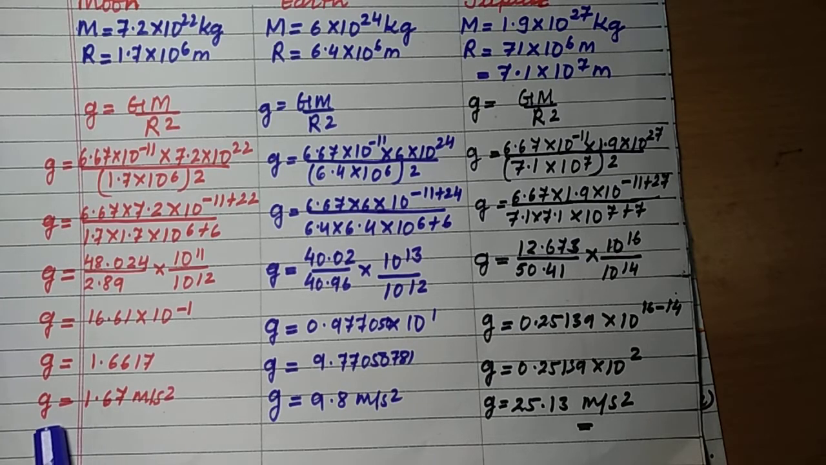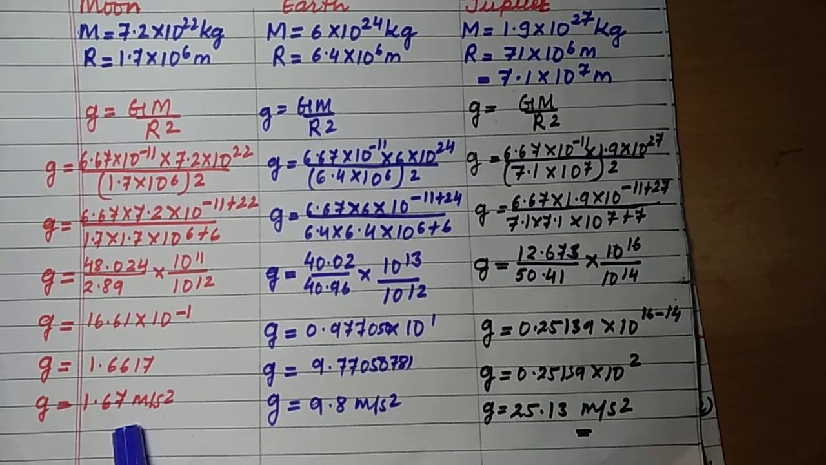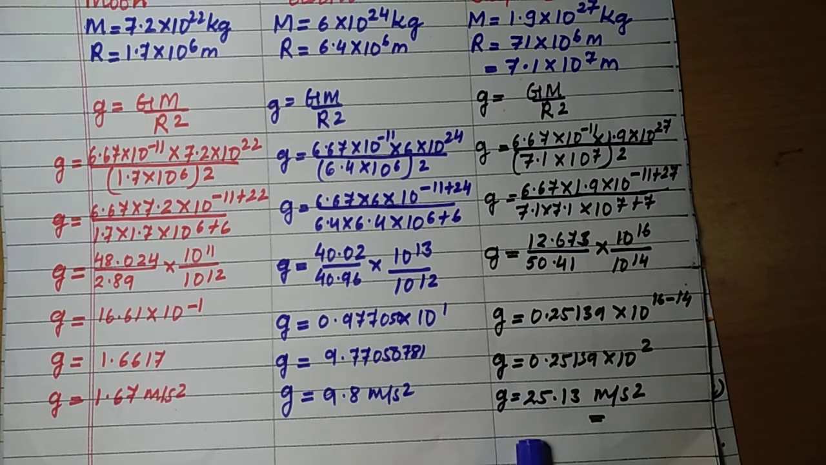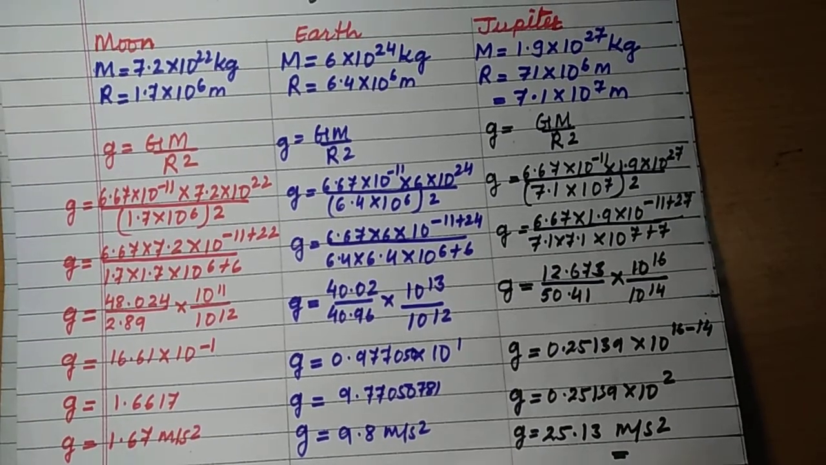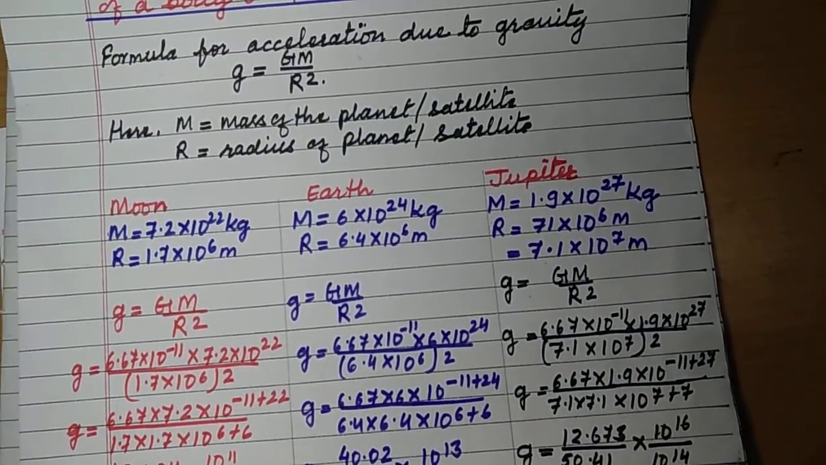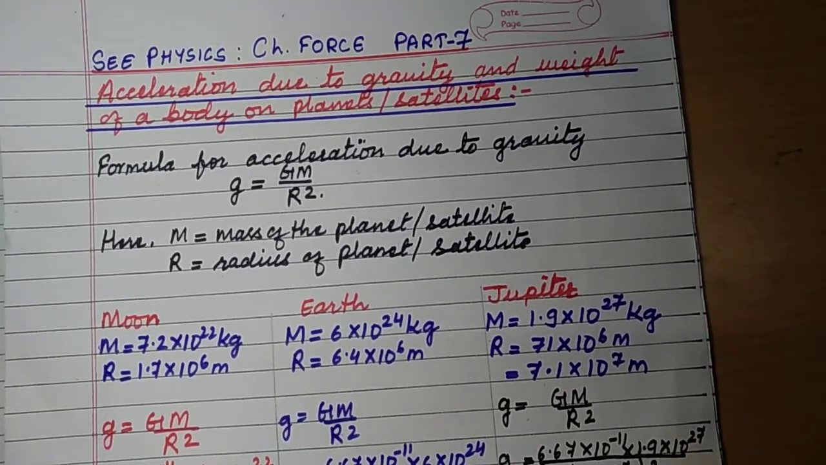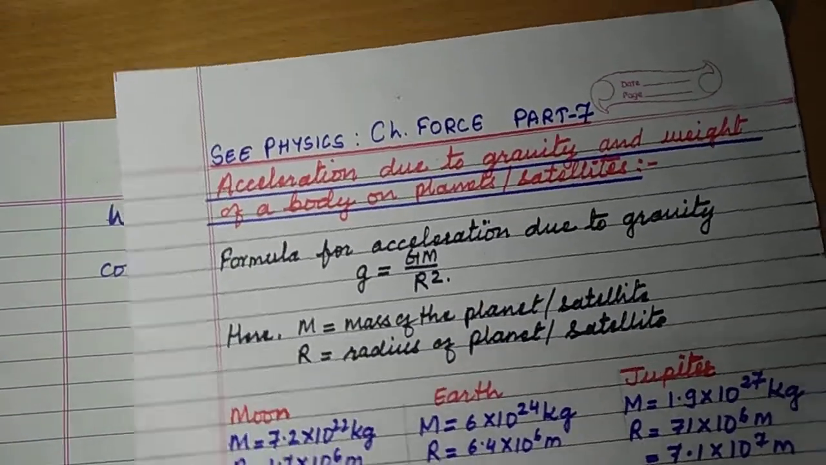Now you see, g on the moon is 1.67 meter per second square, small g on the earth is 9.8 meter per second square, small g on Jupiter is 25.13 meter per second square. Now we are going to substitute these values to calculate weight, and we will see how weight differs from one planet to another planet or one satellite to another satellite.